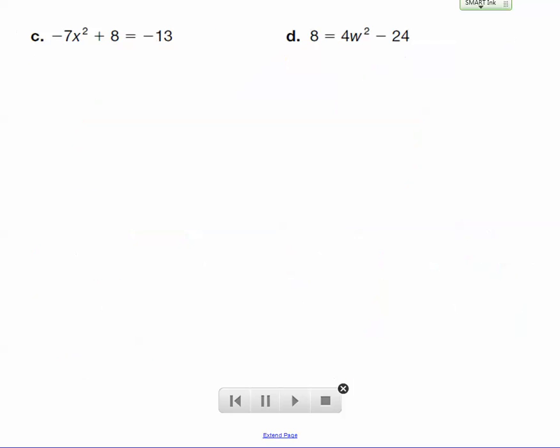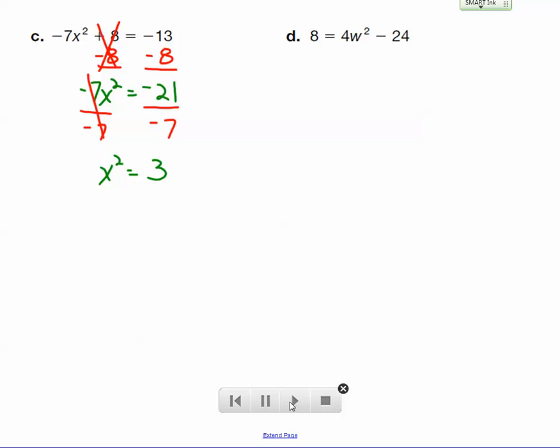Let's do a few more of these. Let's subtract 8 from both sides on this one. That'll give us -7x squared equals -21. Then we'll divide both sides by -7. And that'll give us x squared equals 3. And then we'll take the square root of both sides.